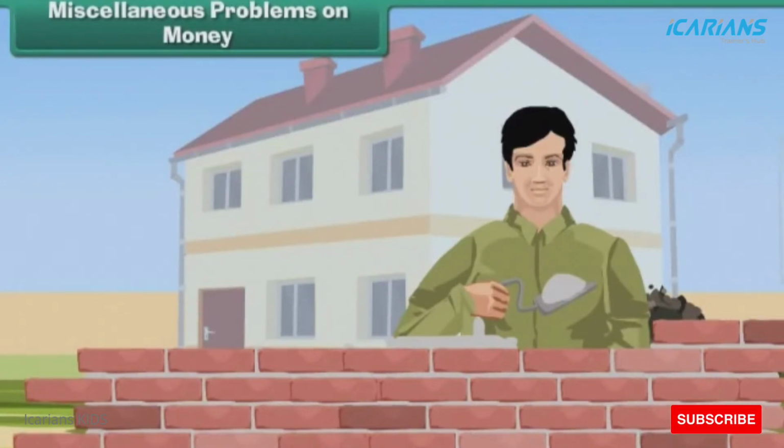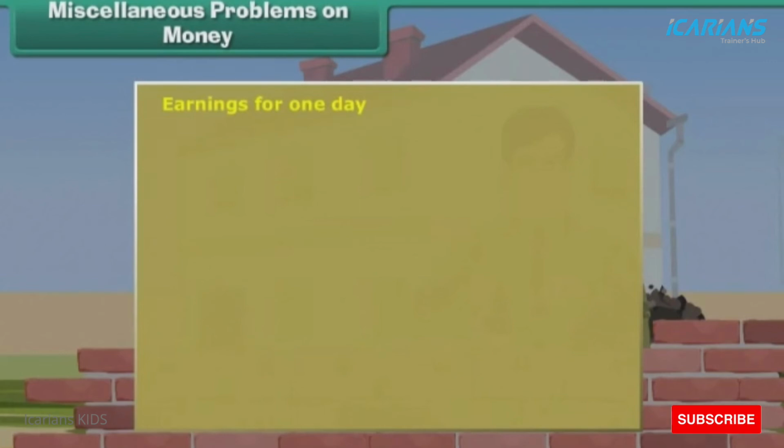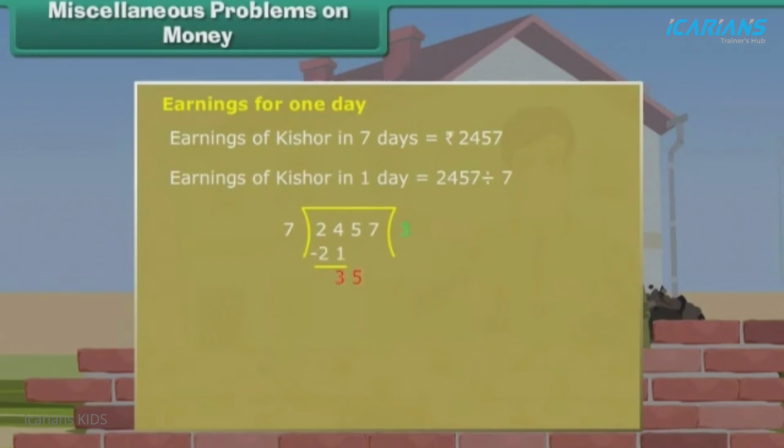Miscellaneous problems on money. Now let us apply both the concepts together in solving money problems. Kishore is a daily wage worker. He earns 2,457 rupees in 7 days. How much will he earn if he works 52 days? First, we work out the earnings of Kishore for 1 day. Earnings of Kishore in 7 days is 2,457. Earnings of Kishore in 1 day is equal to 2,457 divided by 7, which is equal to 351 rupees.